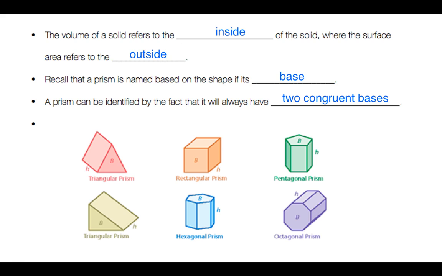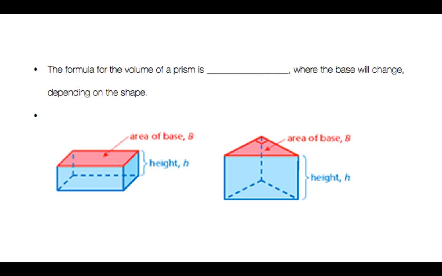Here are some examples of some prisms that we've looked at. The formula for the volume of a prism is base times height. And this formula we will use many times, and the only difference is that the base will change. So notice here are two examples.